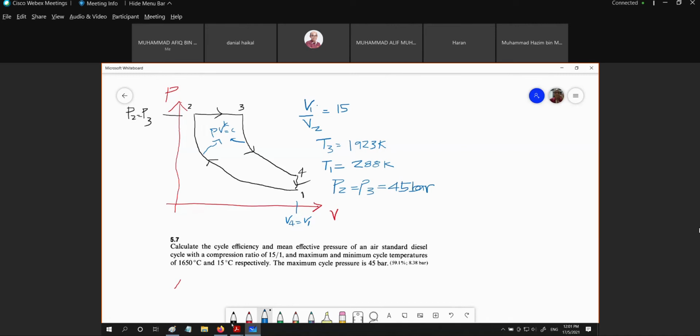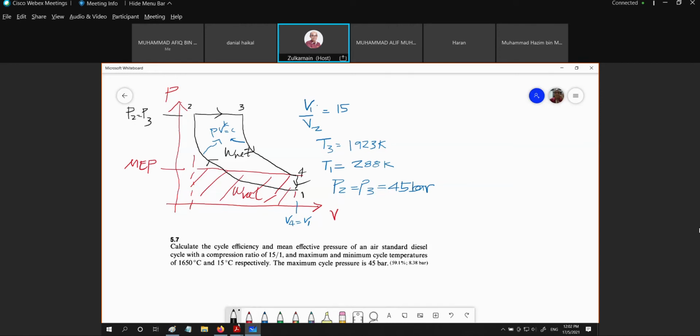Okay. So what we have to do is calculate the cycle efficiency and the mean effective pressure. So where is our mean effective pressure? This should be our mean effective pressure. Okay, so this should be our W net, and this W net should be equal to the W net of the cycle 1, 2, 3, 4, 1. This is our MEP. Okay, so that is the diagram.